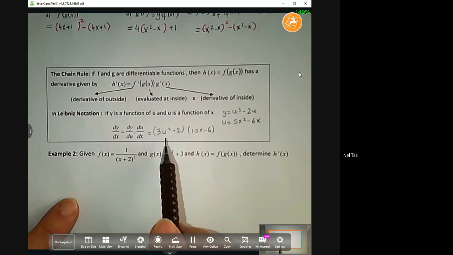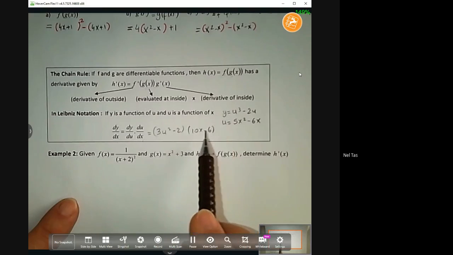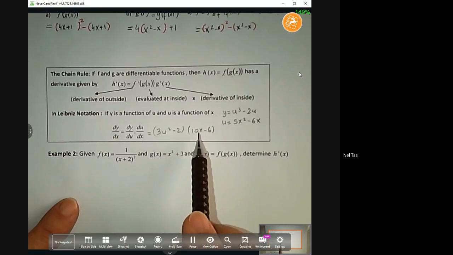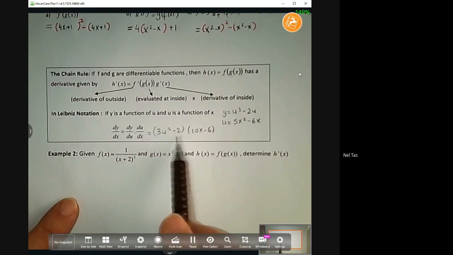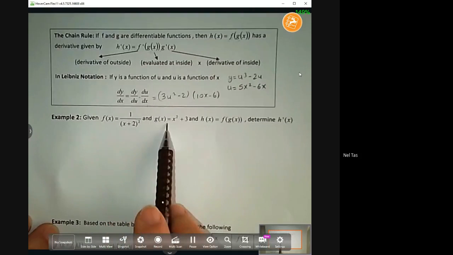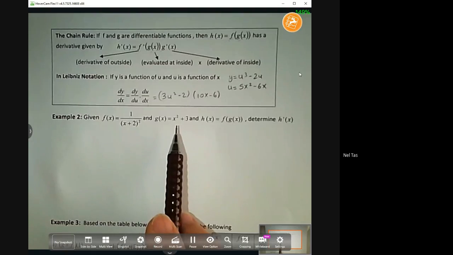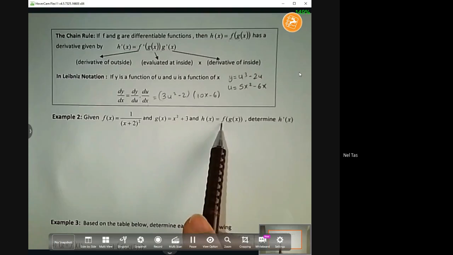So this is done usually if u and y are complex functions. And if you just need to evaluate it at a certain point, then you just leave it with the two variables. And we have one example later on related to that. Okay, example 2. F of x is given, it is 1 over x plus 2 squared, and g of x is given, x squared plus 3. So we want to find the derivative of h, and h is f of g of x.